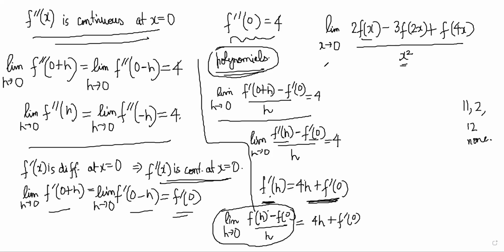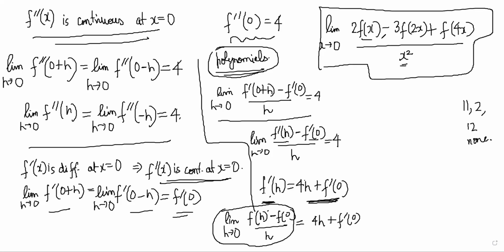One second, let me think. This is being asked. Why is he asking this? Because 2 of f of x minus 3 of f of 2x and f double dash 0 is 4, then the value of this limit.